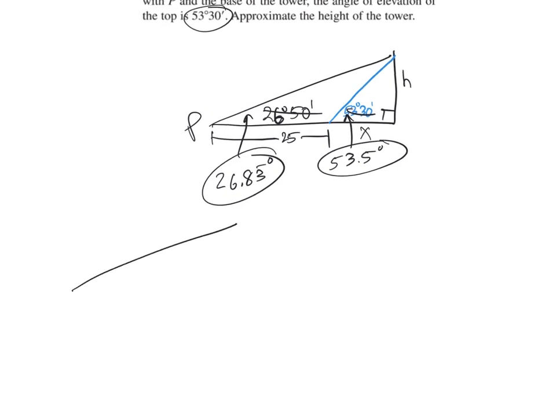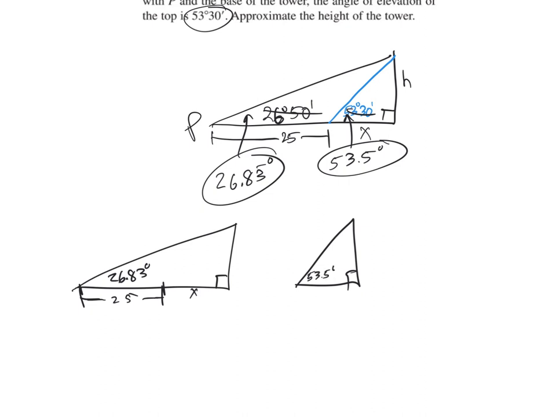So I have two triangles here. So you have the longer one with 26.83 degrees, okay? And again, we only know that this length right here is 25. We don't know that, all right? And then we have the shorter one here at 53.5 degrees. And that's your x. And both H's are the same. And anytime you have that, then you come up with two equations because you have two unknowns, X and H. All right. The H's are the same. The X's are the same here. But we have too many variables. So you have to have two equations.